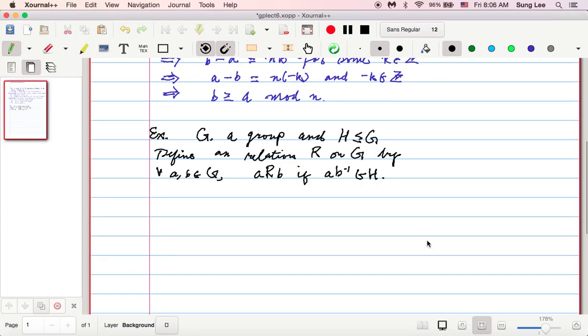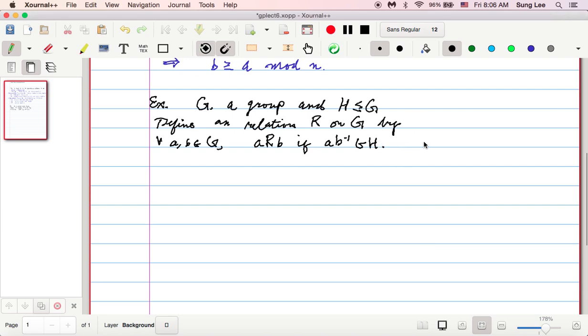So we want to show that R is an equivalence relation on G. Okay, so we prove this.